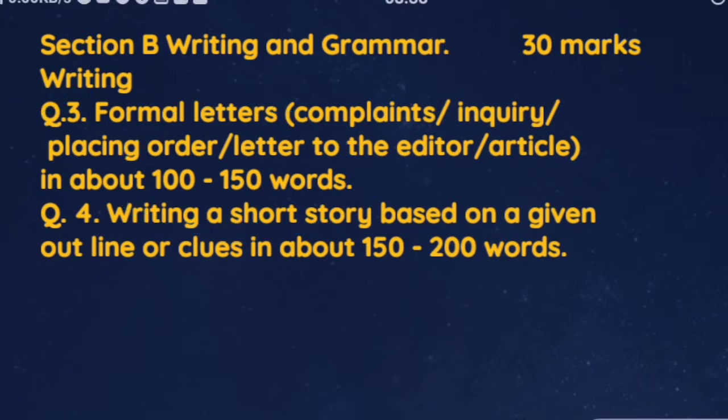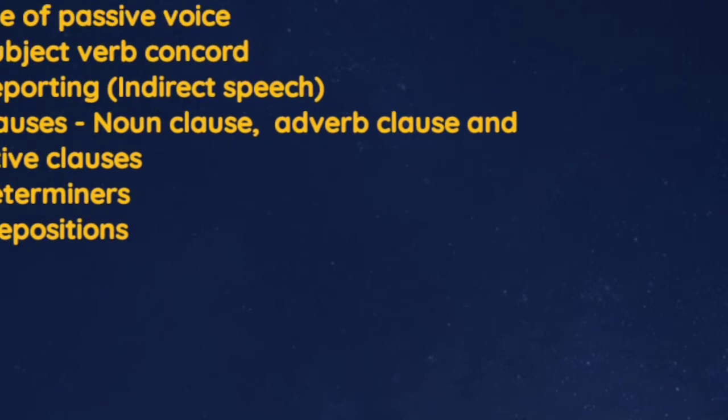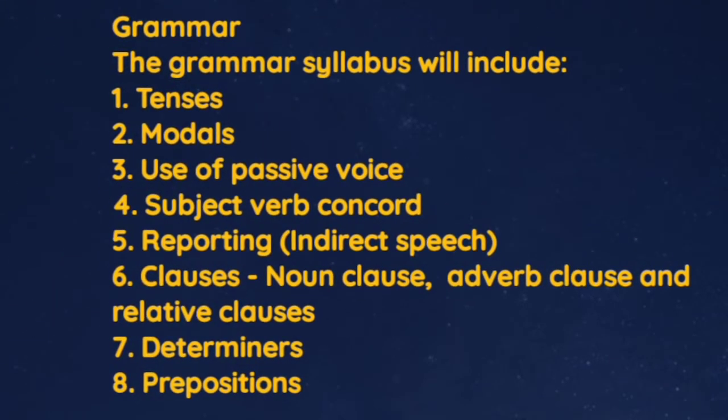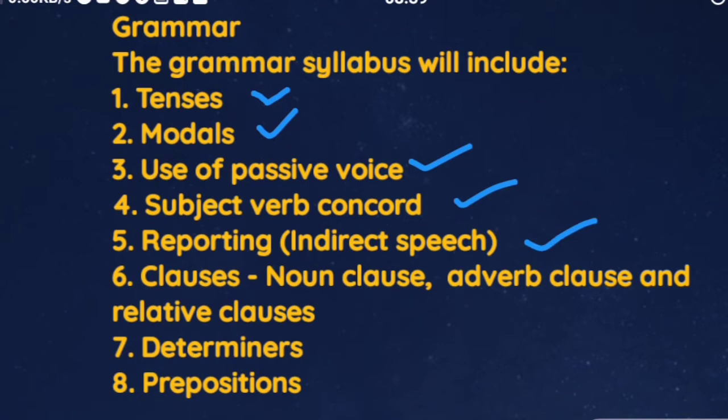Next question: writing a short story based on a given outline or clues in about 150 to 200 words, carrying 10 marks. The chapters in our grammar syllabus are tenses, modals, passive voice, subject verb concord, narration that is indirect speech, clauses, noun, adverb and relative clauses, determiners including articles, and prepositions, that is part of speech. We know what prepositions are. These are linking words.